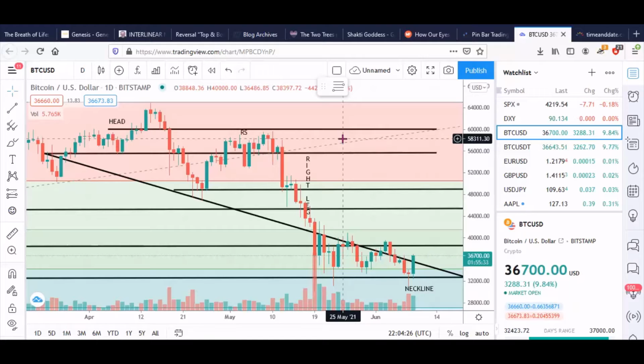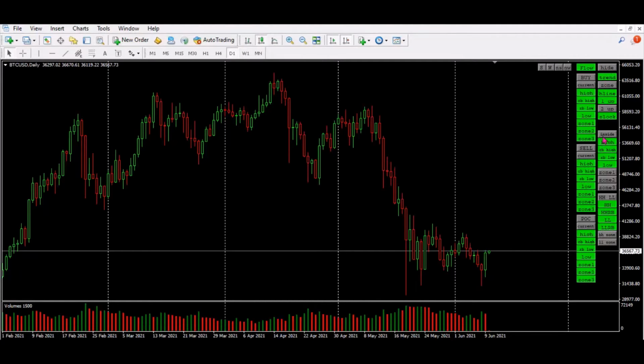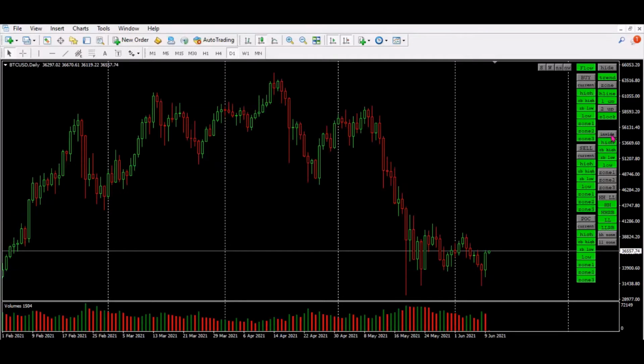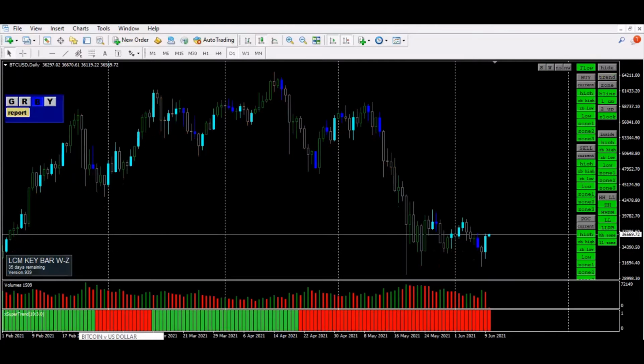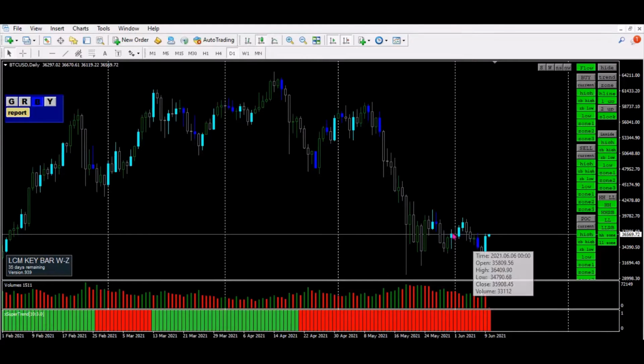The reason for that is because on my MetaTrader, I've developed certain indicators to do the work that I would normally do by hand, such as support and resistance levels, buyer support and resistance, seller support and resistance, strong bars, weak bars, man on the chart, smart money, the big money candles, and various others.